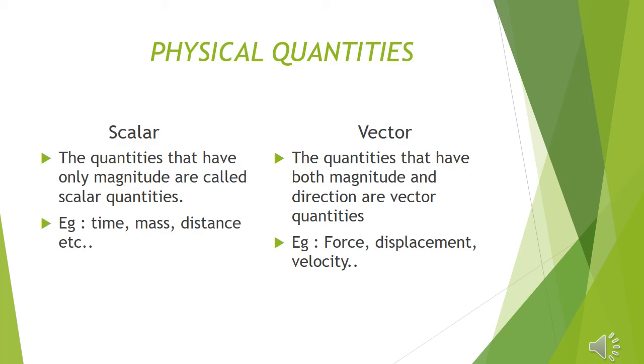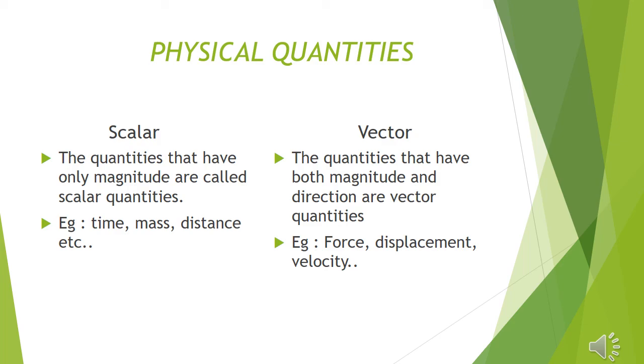So physical quantities can be classified into two, scalars and vectors. So what's a scalar? A scalar is a physical quantity that has only magnitude. More examples are there, some are listed: time, mass, distance, etc. For example, when we take time, we mention time in hour, second and all. So we have to mention only the magnitude or the value.